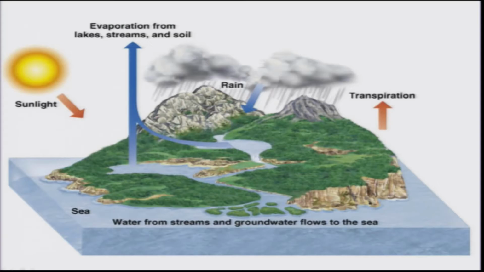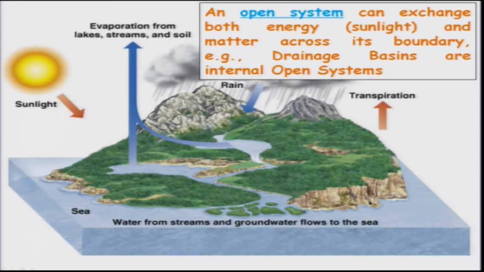Now, for example, why do we call this an open system? Because it can exchange both energy, coming from the sunlight, and matter across its boundary. For example, the drainage basins are internal, which can exchange the sediments and the precipitation coming in. Hence, we call this an open system.